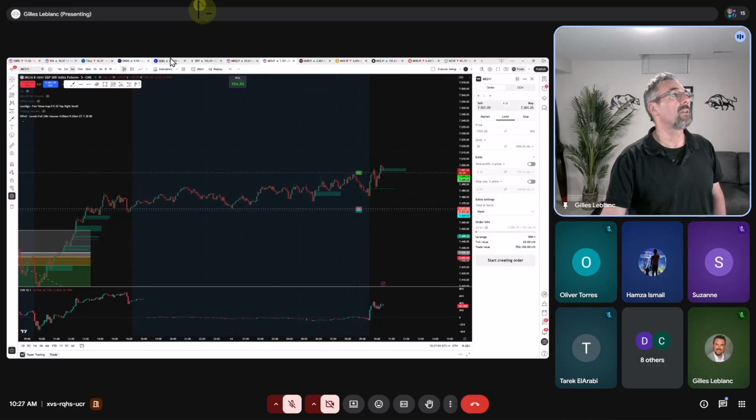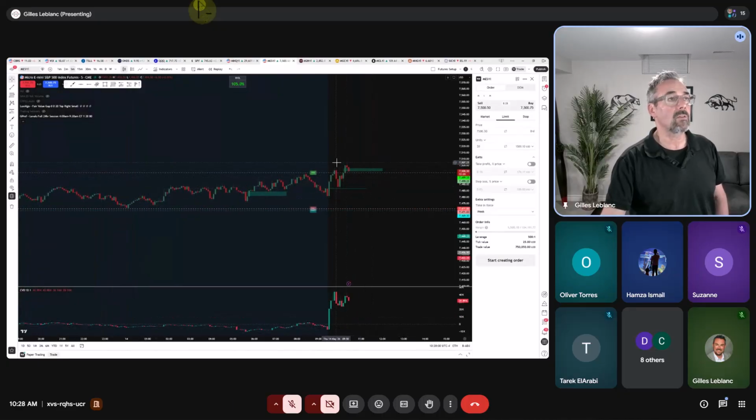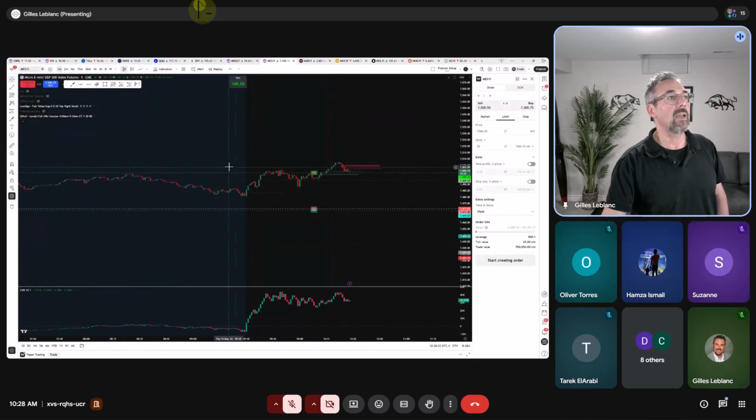This on the MES on a 5-minute, we broke out and then came down, right? So this is not necessarily a breakout and retest because it needs to break out of this area, right? This was the area it broke out, but then it rejected it right away and came down, right? So the breakout might be this candle right here, and the retest might be what we're seeing right now. But this is on a very tight time frame.